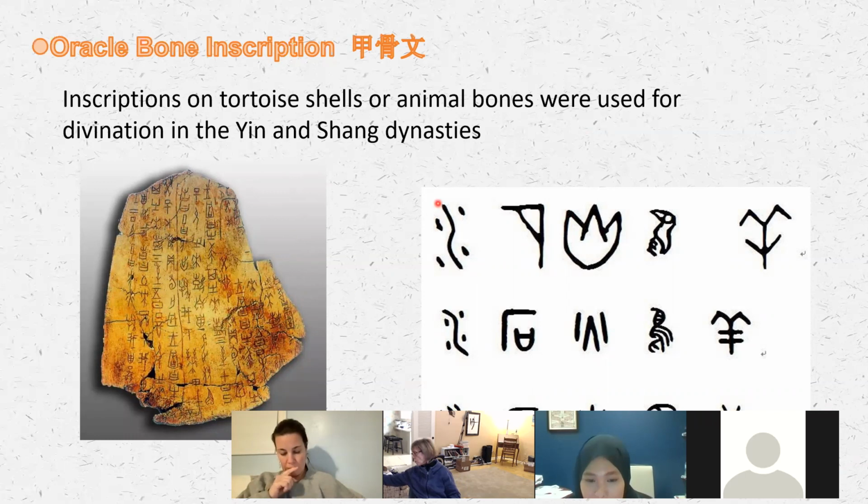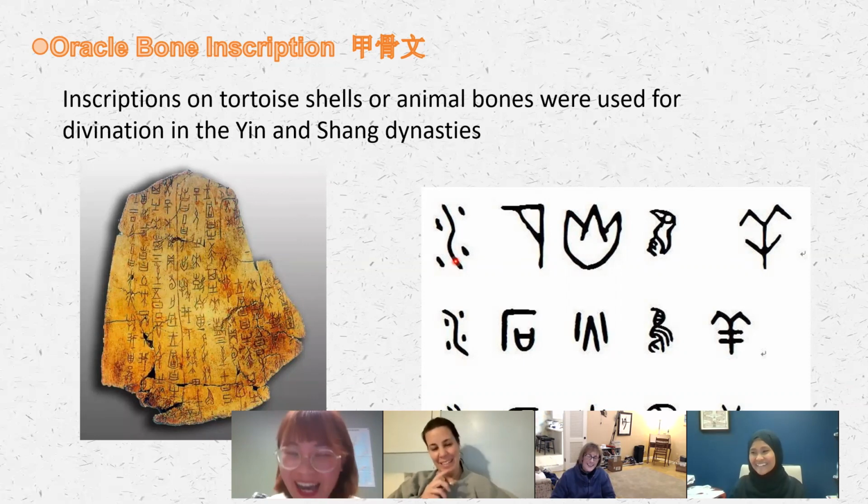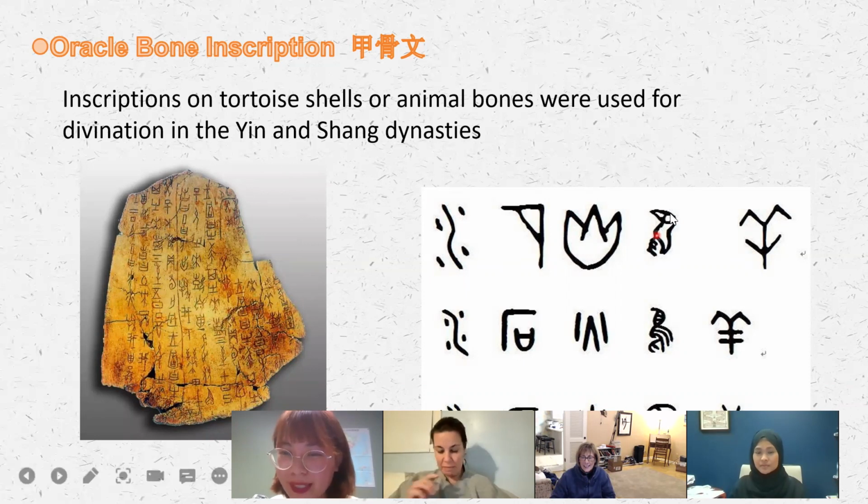For example, can you guess what this is? It's like a river. And what's in the river? Water. Yeah, so this is the water. And can you guess what's this? It's the shape of a bird. Yeah, bird.